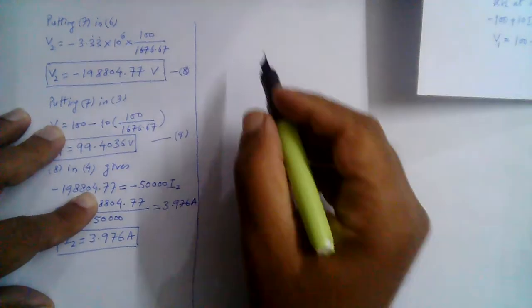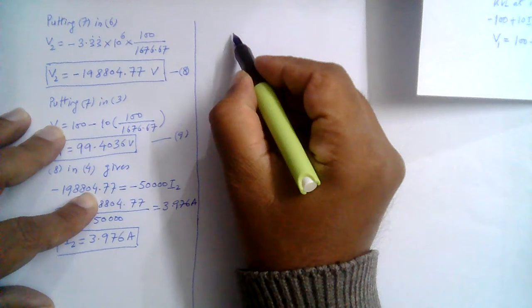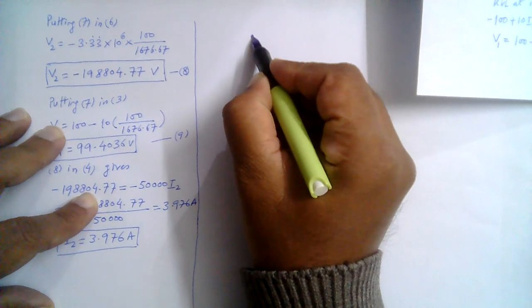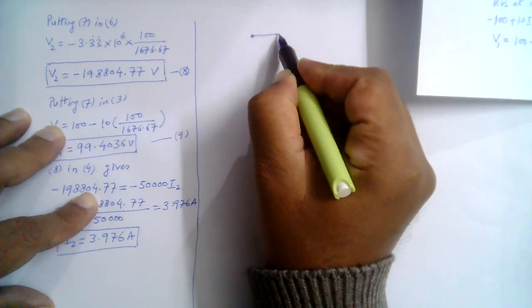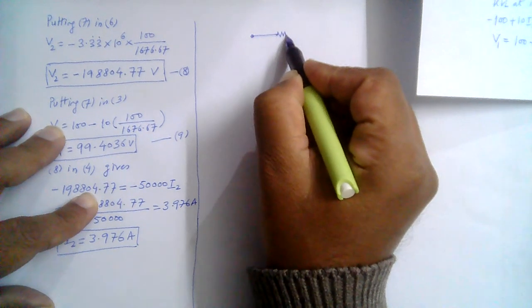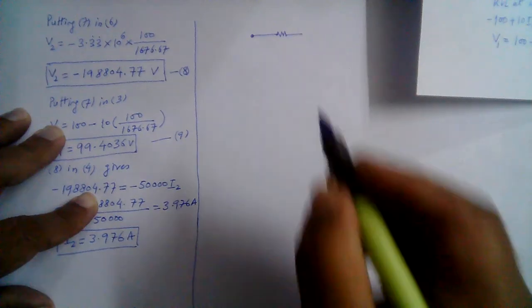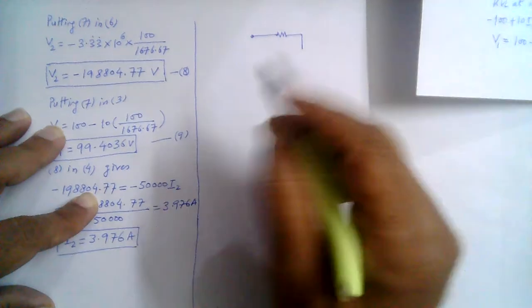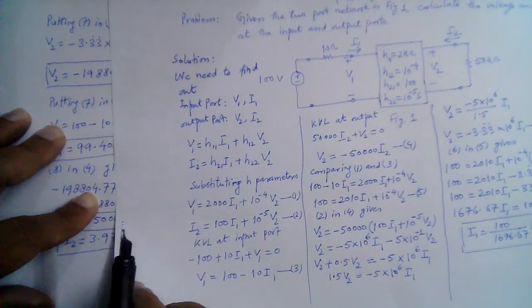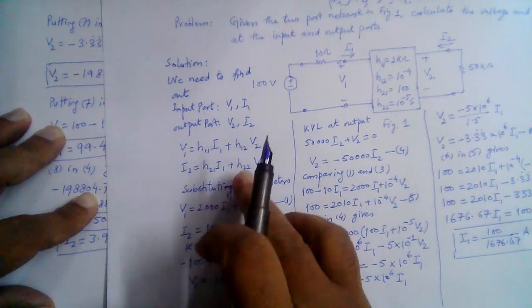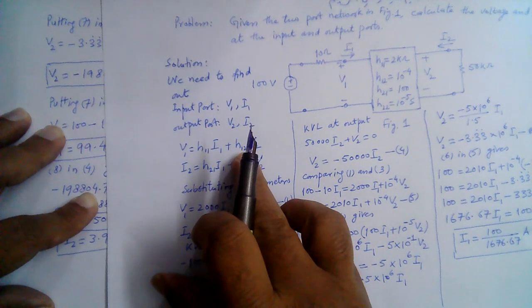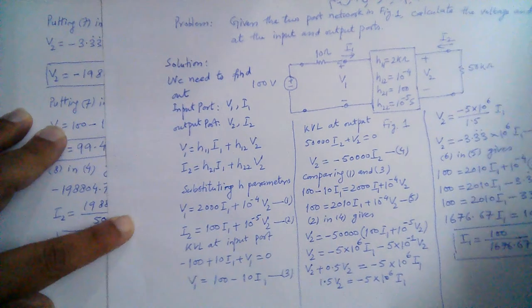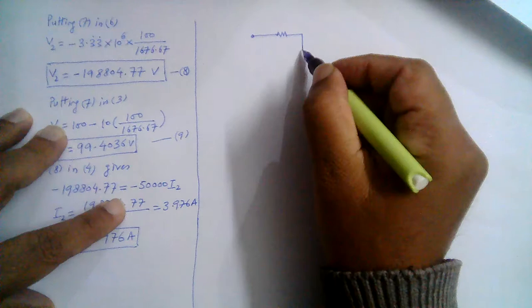So for example, at the input port, we have the input impedance. So this is H11, right? And then we have H12. So H12 is basically the reverse voltage gain. So this is V1 divided by V2.